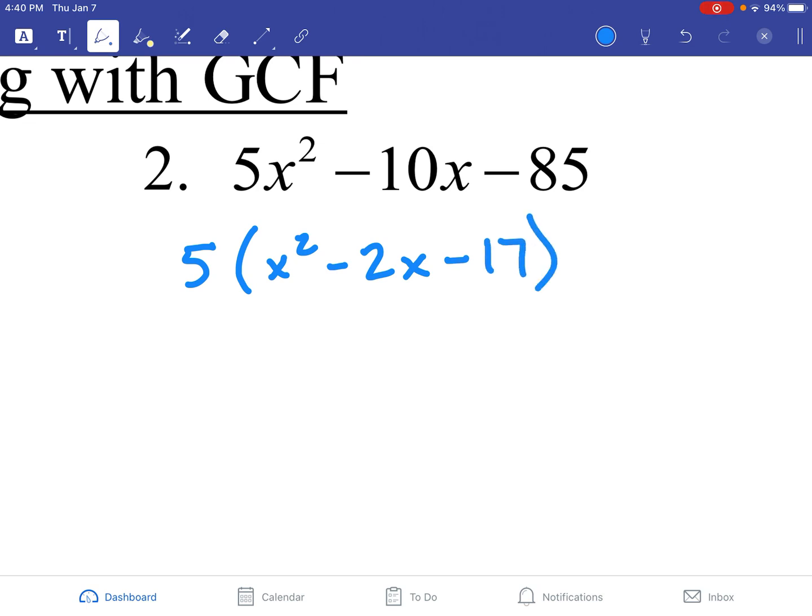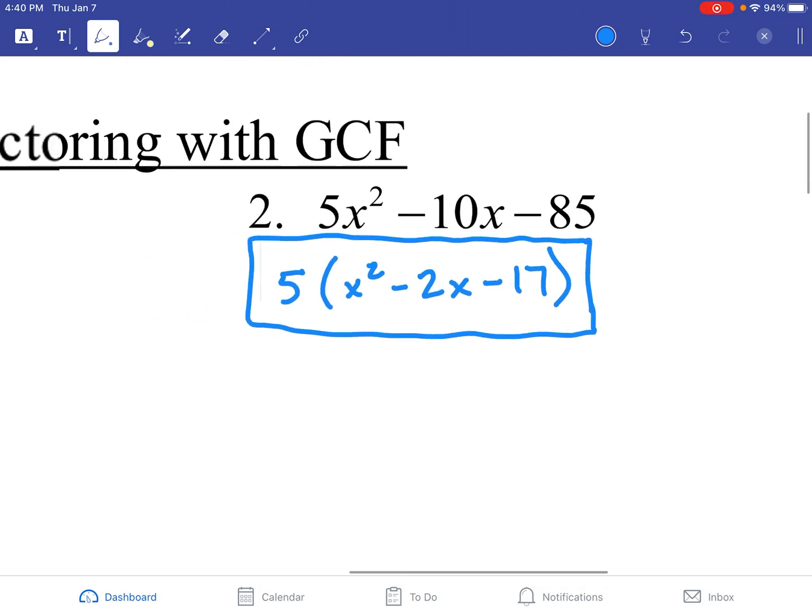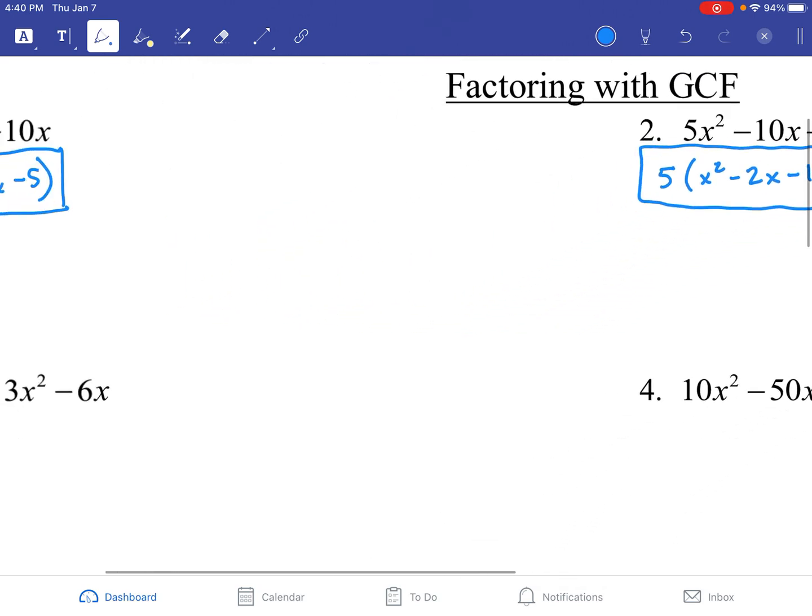So now you want to check and see, can you factor what's still in the parentheses, the x squared minus 2x minus 17? And the answer in this case is actually no. All right, 17 only has 2 factors. It has 1 and 17 because it's a prime number. And 1 and 17, when you combine them some way, either add or subtract, you're never going to get negative 2. So this is as far as you can go with this particular problem. And we're done.